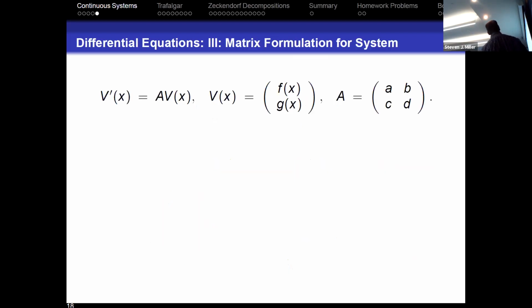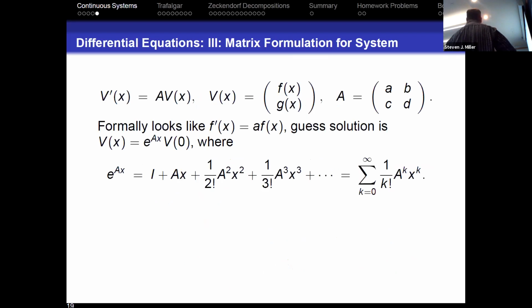We can write this into matrix form. We'll let V be our vector F of x, G of x. A will be our matrix A, B, C, D. Formally, we have V prime of x equals A V of x, where A is now a matrix.